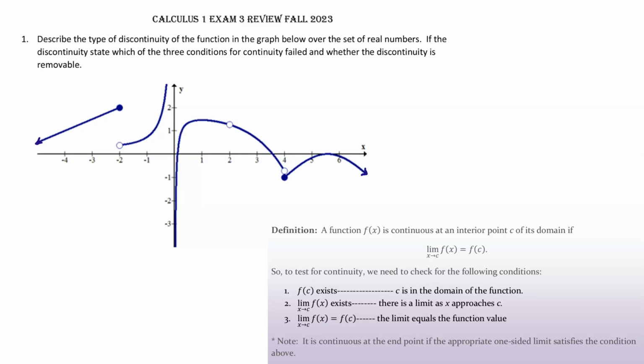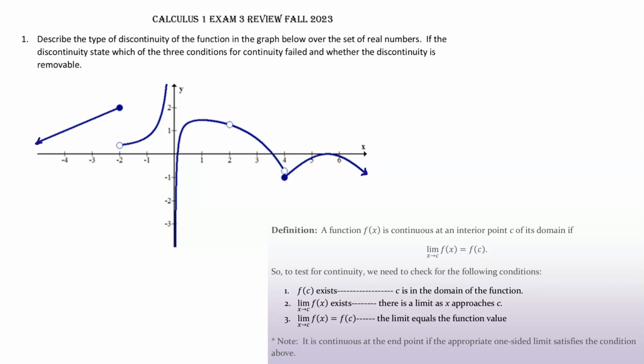Number one is f of C must exist. And then number two is the limit as x goes to C of f of x must exist. And then the limit has to equal the function value. So there are three separate conditions to check.